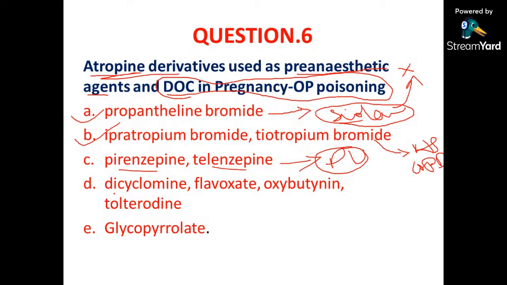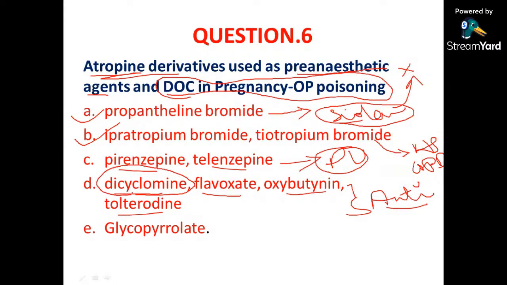And the fourth option: dicyclomine, flavoxate, oxybutynin, and tolterodine. These drugs are used as antispasmodics. Even these are also atropine derivatives. They are used as antispasmodics, especially in menstrual pain conditions, in muscle cramp conditions. Especially dicyclomine is a very commonly used antispasmodic drug. It is an atropine derivative antispasmodic drug which is used in menstrual pain. And this dicyclomine is combined with mefenamic acid, which is available as Meftal Spas.